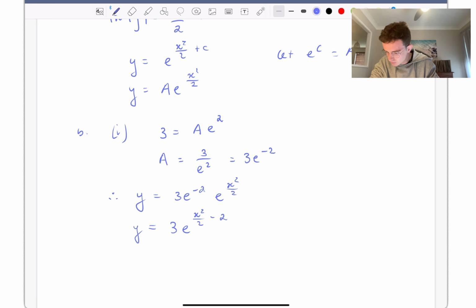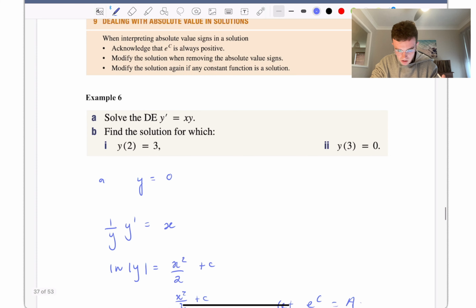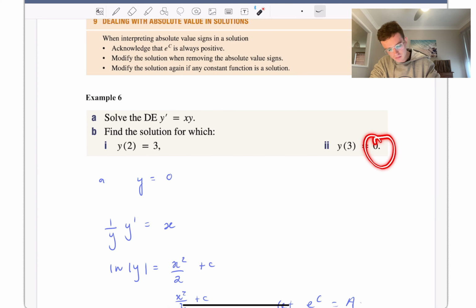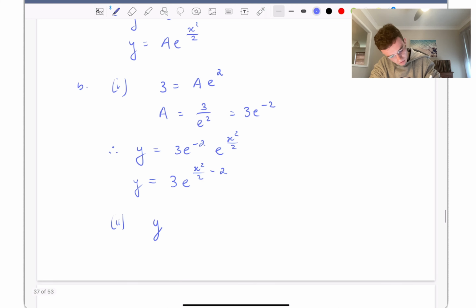Okay, part 2. The solution for which y is equal to 0. So we've already said that y equals 0 is a particular solution. So this is equal to 0 when y is equal to 0. So therefore, the solution is y equals 0. Alright, and that's separable first order differential equations.